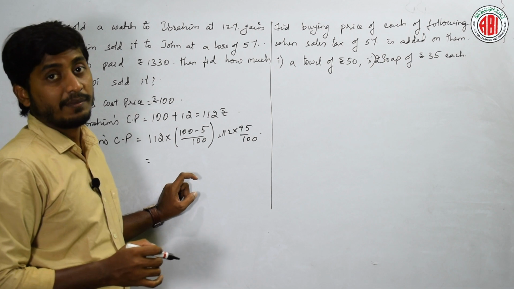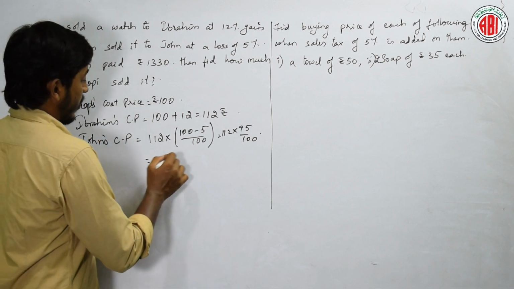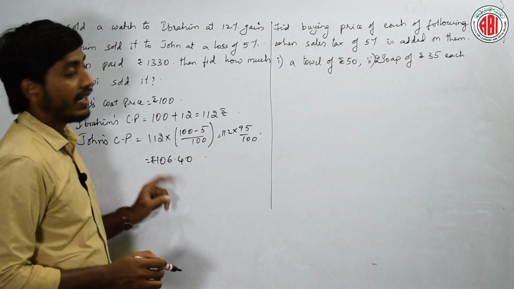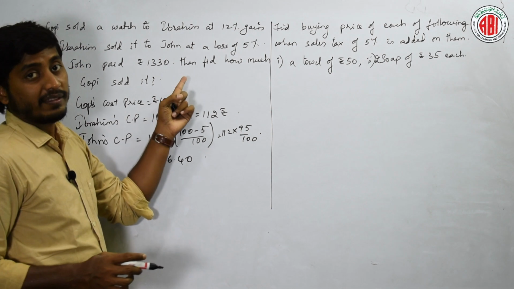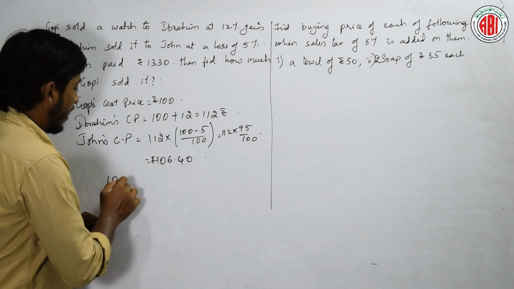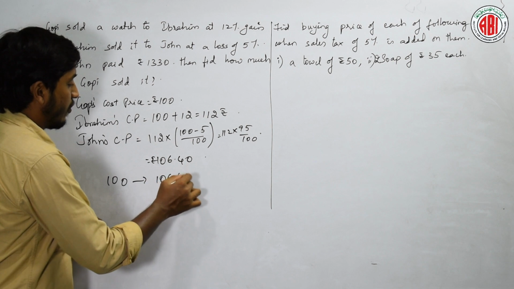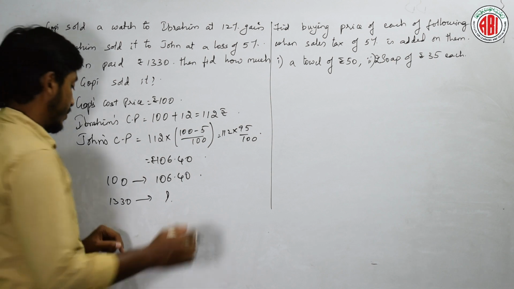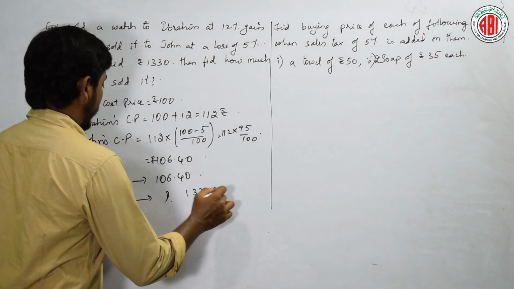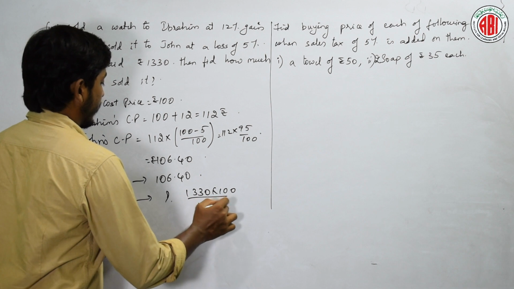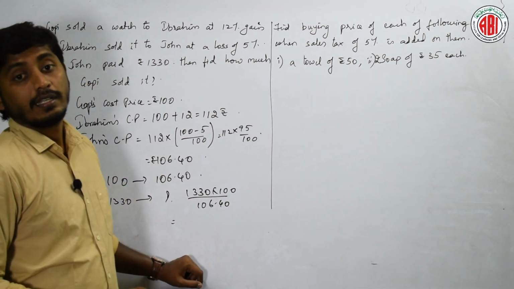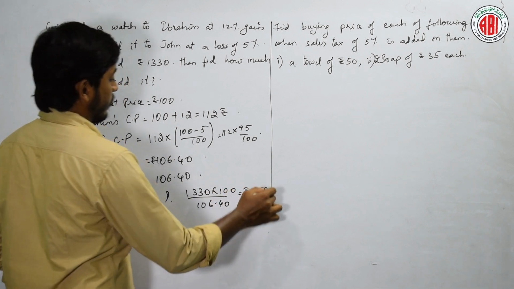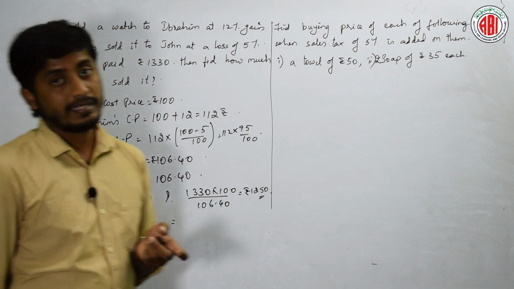How much is it? Tell me. That is nothing but 106.40 rupees. Okay, this is John's CP. Then he is telling that he paid 1330. Now just calculate, for 100 rupees it is 106.4. How much do we get? Tell me. That is inverse proportion, therefore that is 1330 into 100 by 106.40. How much is it? Tell me the answer. That is nothing but 1250. Is it clear? Did you understand?